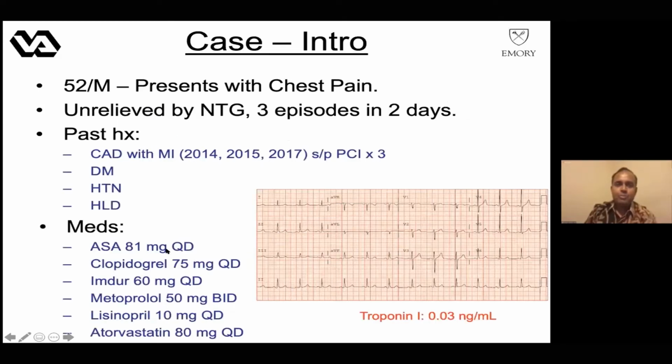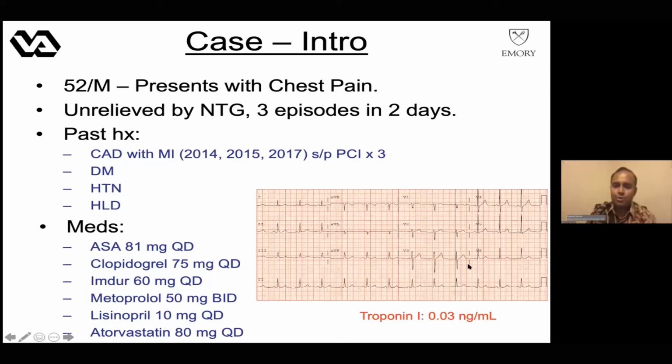I am going to be introducing my case, which is a 52-year-old male who presents with chest pain. This was unrelieved by nitroglycerin, and he has had 3 episodes of this chest pain in 2 days. He has a past history of coronary artery disease with myocardial infarction 3 times with 3 PCIs, all done in multiple hospitals in this area. Diabetes, hypertension, hyperlipidemia. As you can see, he is on very good medications. There is no issue there.